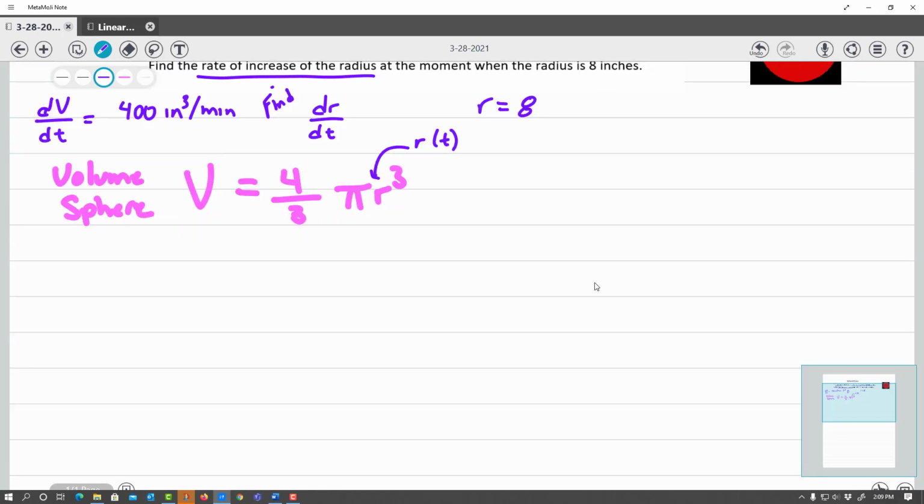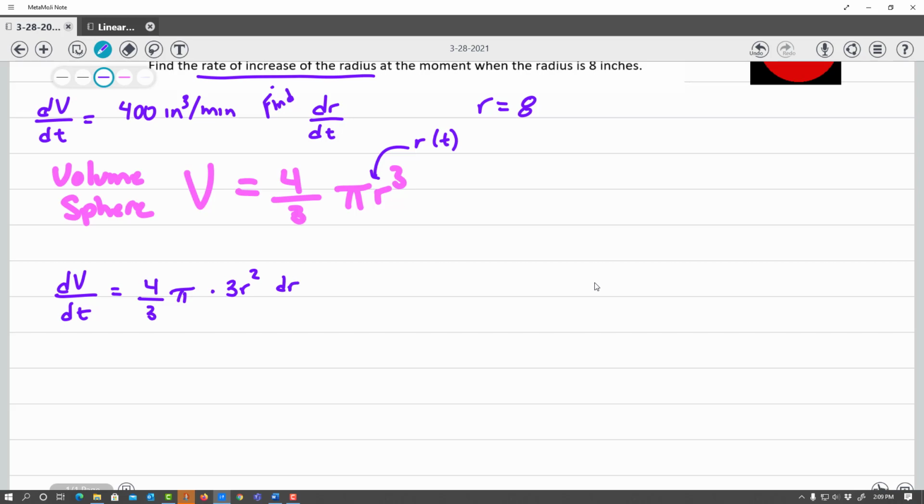So when I take this derivative, so when I find dV/dt, I have to be careful with that piece. That's going to be my implicit differentiation that we've been doing. All right, so the 4/3 and the pi, of course, just stay out front. The derivative of r cubed would be 3r squared times dr/dt. And I could make that look a little bit better because, of course, the threes can cancel. So I end up with 4 pi r squared dr/dt.